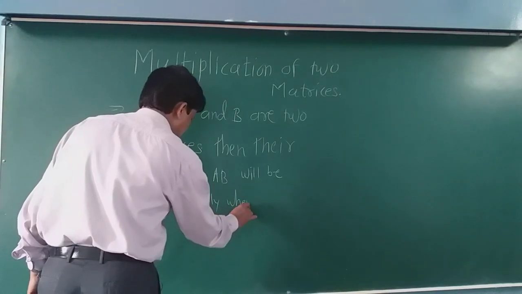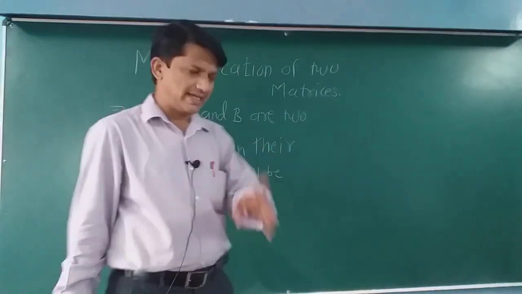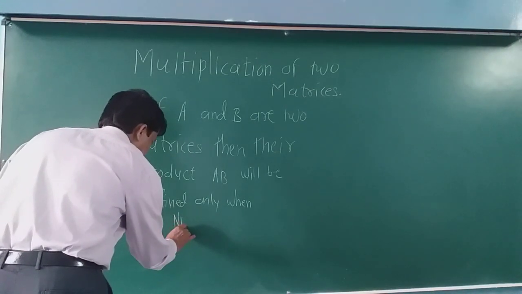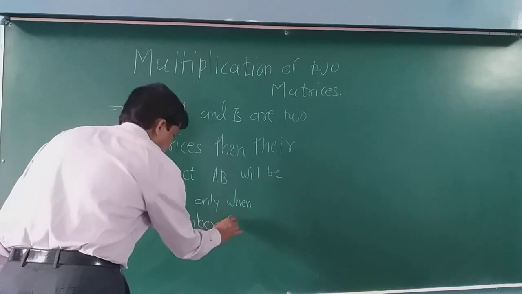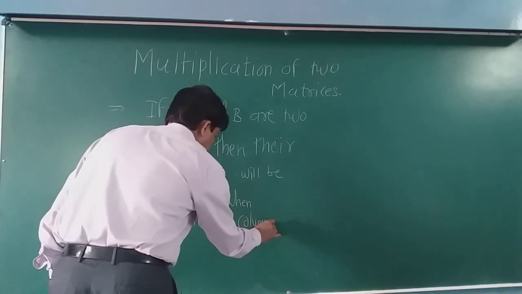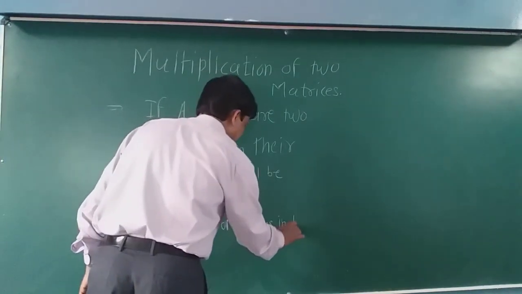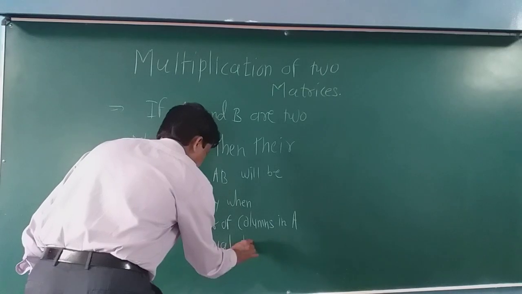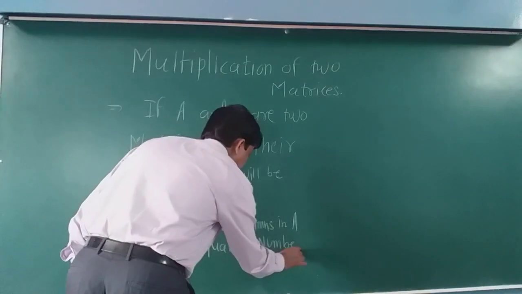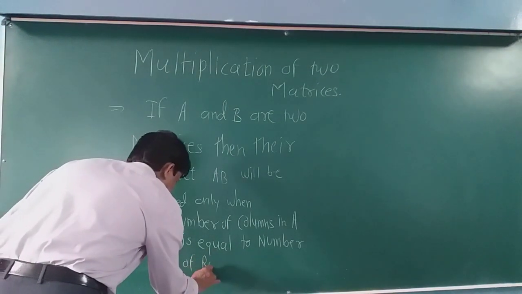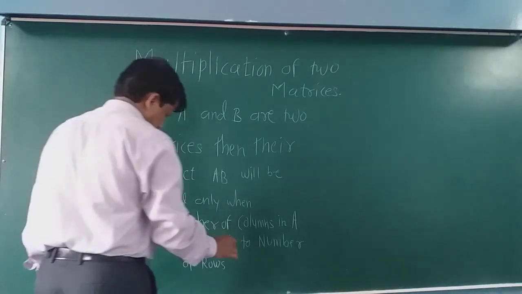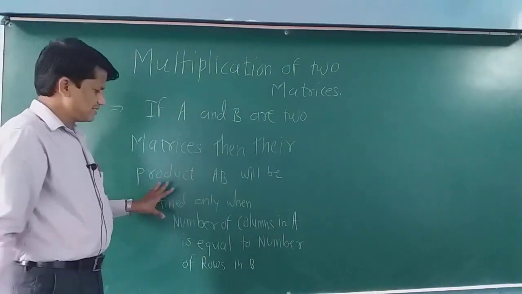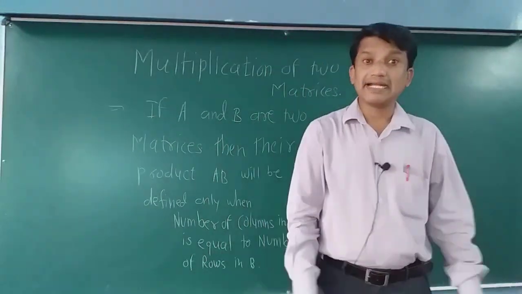what is the condition here? The two matrices can be multiplied only when the number of columns in the first matrix A is equal to the number of rows in matrix B. This is the definition for multiplying two matrices.